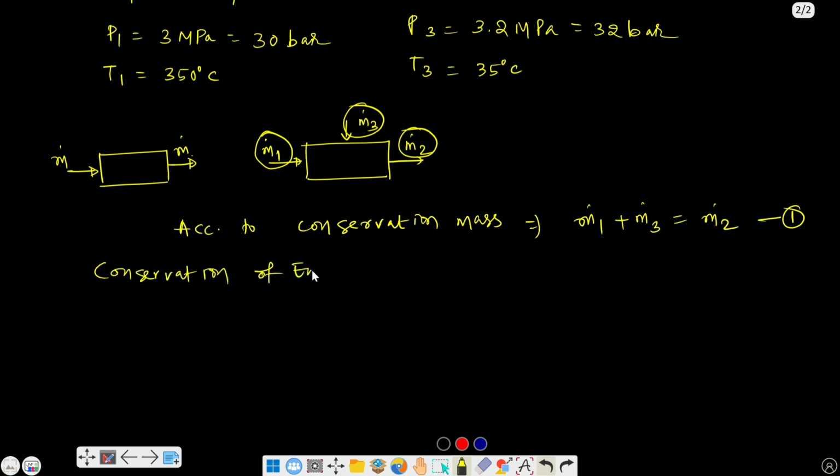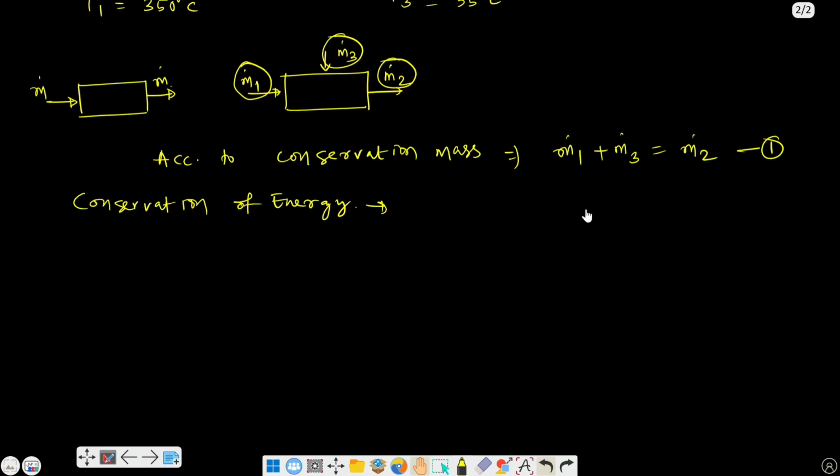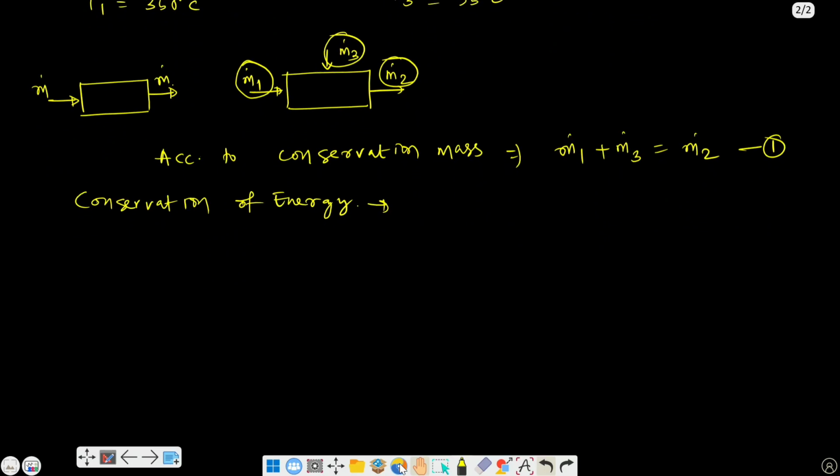This is the steady flow energy equation. I have already told you that we are going to neglect the kinetic energy change and potential energy change. So the energy coming into the system will be equal to the energy going out of the system. Some energy is coming into the system with the superheated steam, some energy is coming in with the spray water, and some energy is going out of the system by the saturated state. So I can write m dot 1 h1 plus m dot 3 h3 equals m dot 2 h2. This is equation number 2.